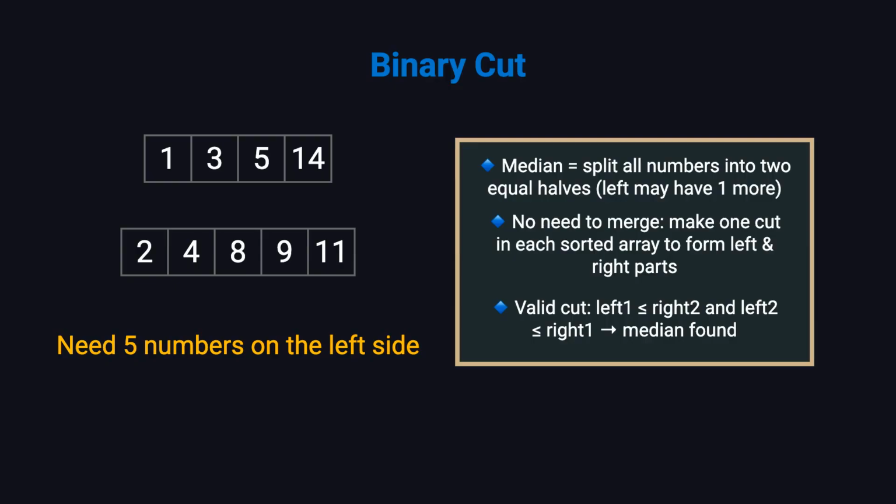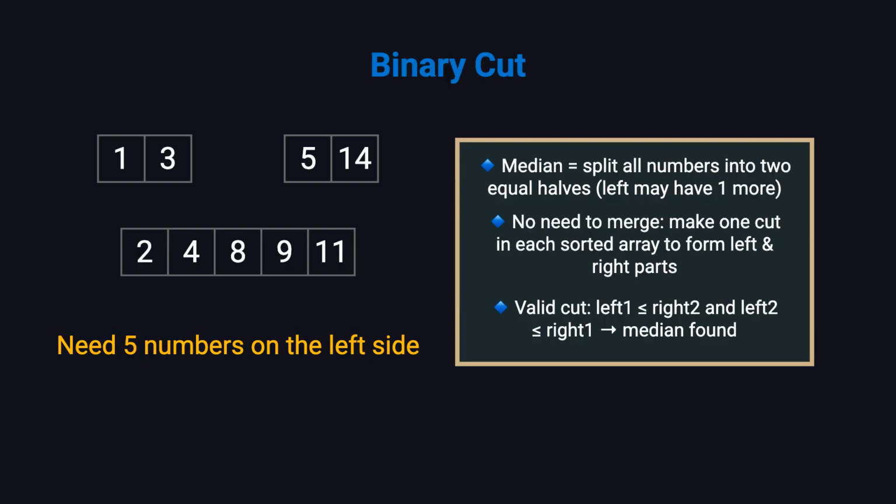Let me walk you through it step by step. nums1 has 4 elements, so we binary search on nums1. The initial search range is 0 to 4, meaning nums1 can contribute anywhere from 0 to 4 elements to the left half. First cut. We pick the middle value and put 2 elements from nums1 on the left, cutting between 3 and 5. Now the left side of nums1 is 1 and 3, and its right side is 5 and 14.